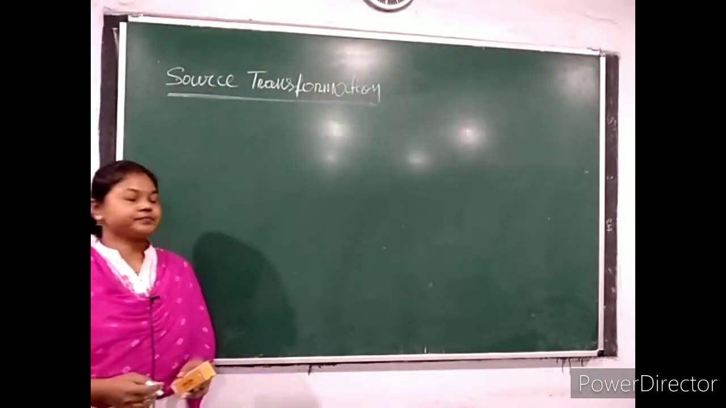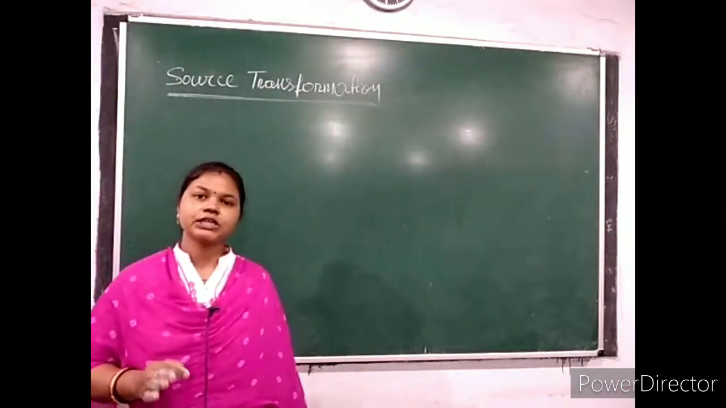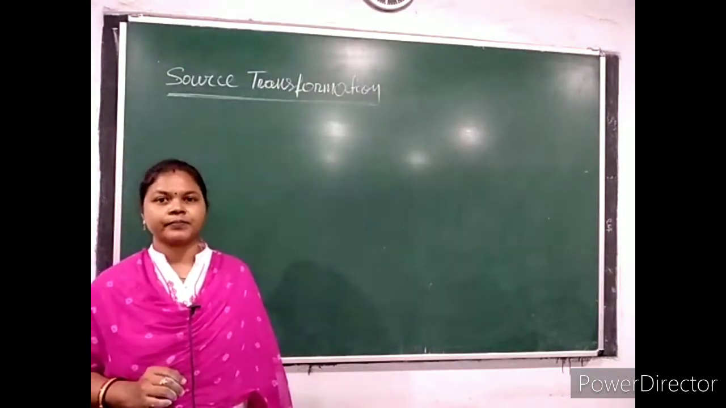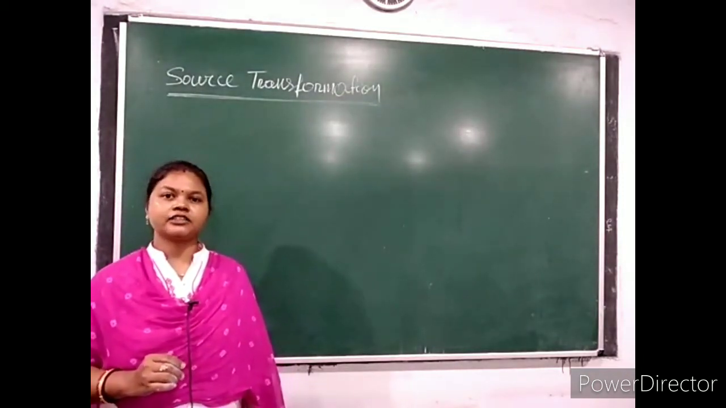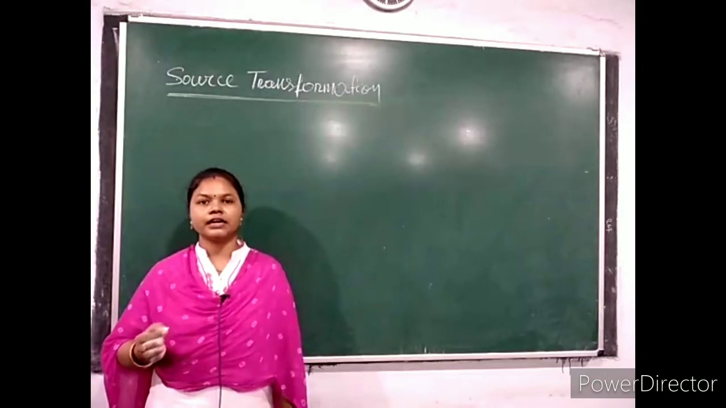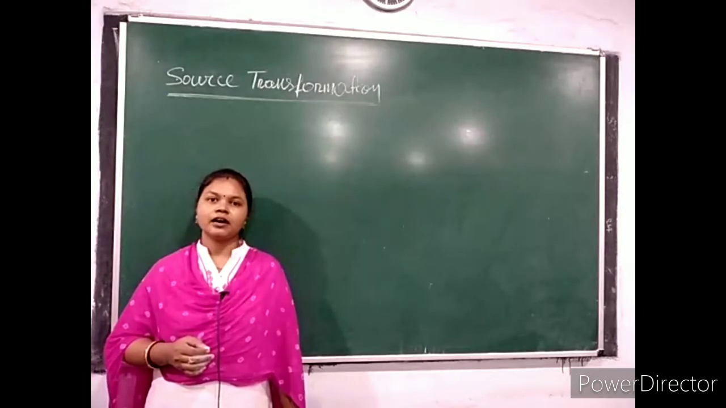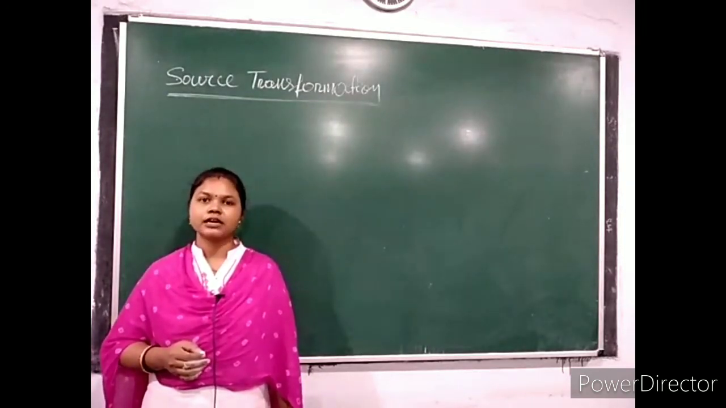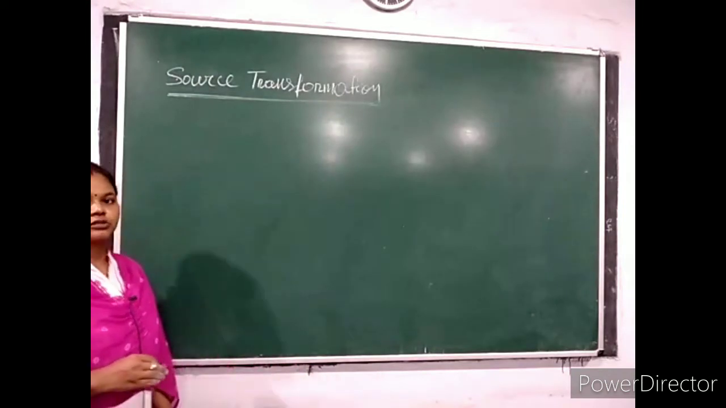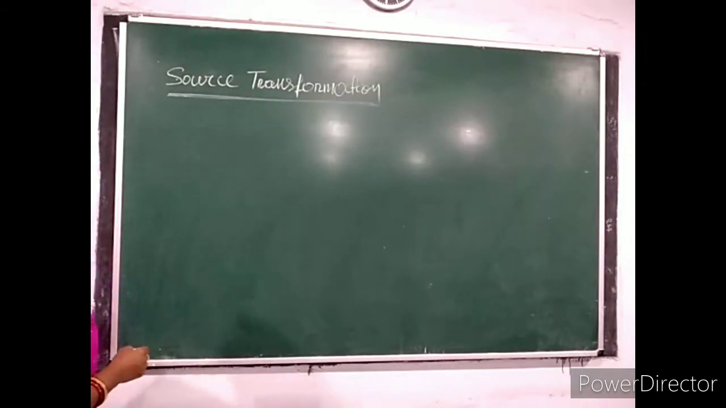Next we see source transformation. So what is source transformation? You know that in electrical circuit two sources are there, voltage source and current source. In some cases it is necessary to convert current source into voltage source and vice versa. Here we see how you convert voltage source into current source and current source into voltage source. So before this we see how voltage source and current source are connected in a circuit.